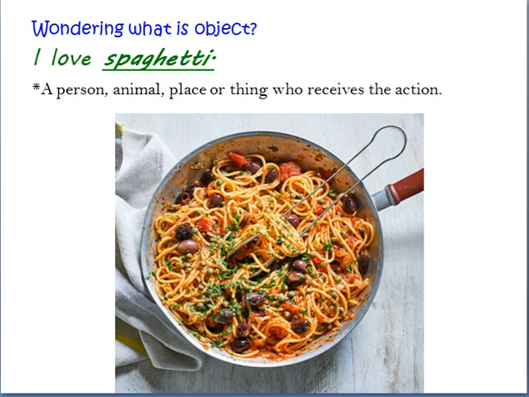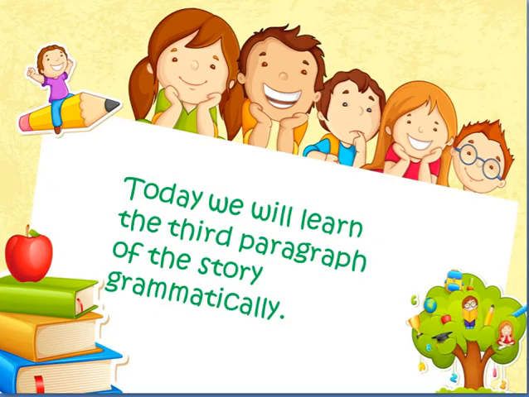Alright, so this is the order, subject plus verb plus object. This is the order that should be followed while forming an English sentence. Now we will get into the topic, that is the third paragraph of the story today, and we will try to analyze whether the sentences written there have followed the same order or not.